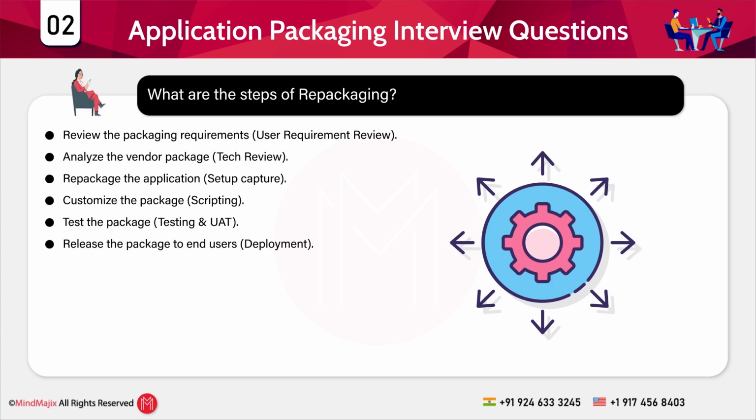Then test the package. Once the package is done with the script, we have to test the package manually to verify whether the application is working as expected or not. Then we send it for UAT, which is user acceptance testing. Release the package to end users. Once that is done, create a deployment and test the deployment, then give the package to the end users so that they can test the application.